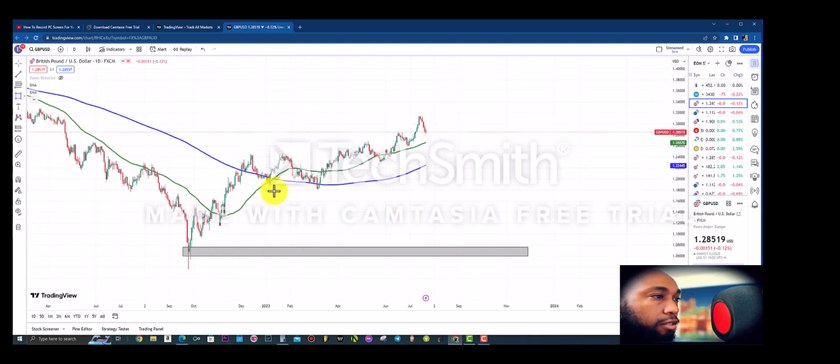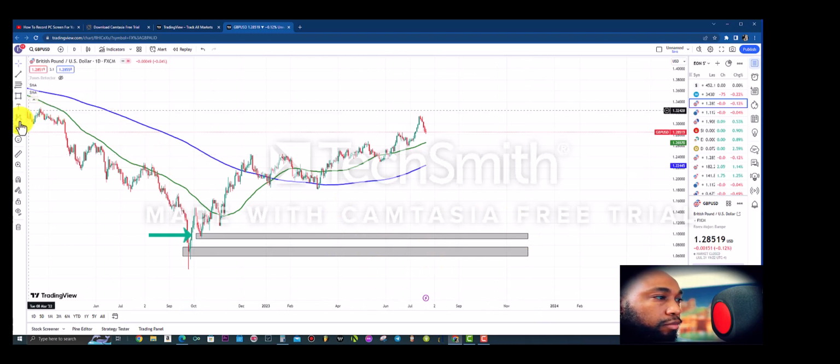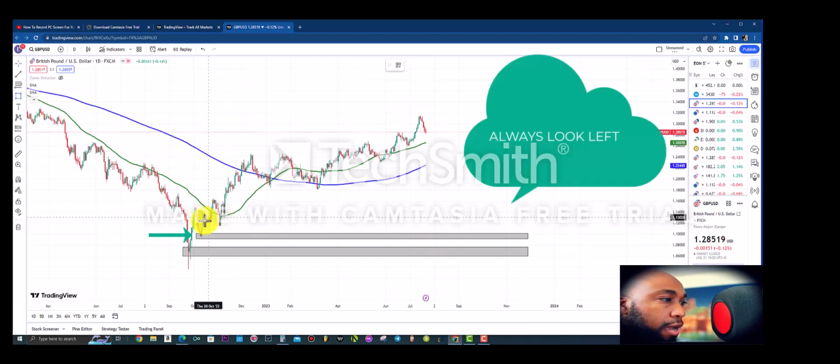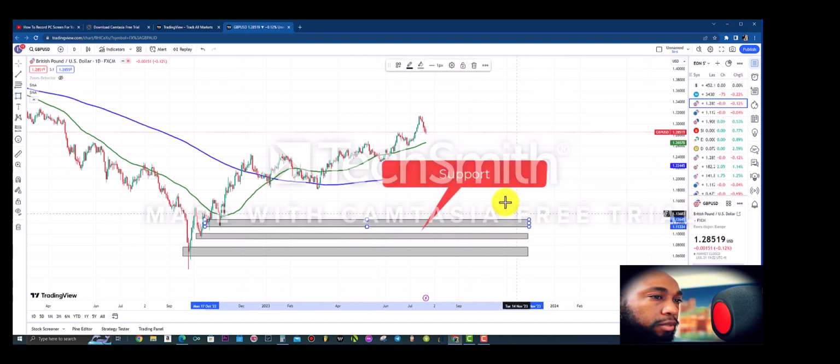Let's get out another zone, looking for levels that have been tapped into multiple times. Another demand here. We haven't gotten a zone yet that has been tapped into multiple times. So this will be demand. Let's see, we got two taps here. So we have support and a demand zone and a double bottom.